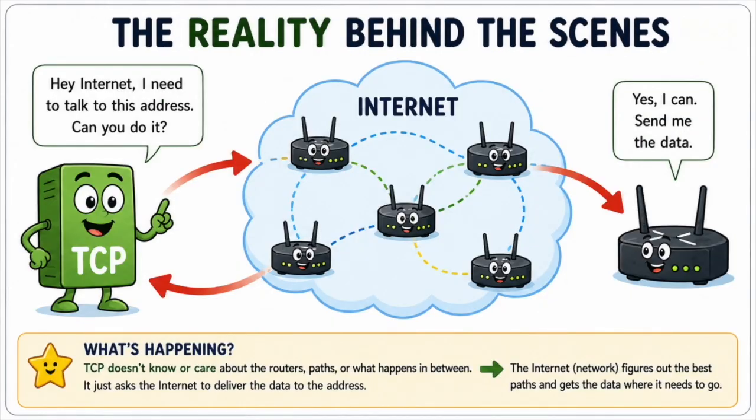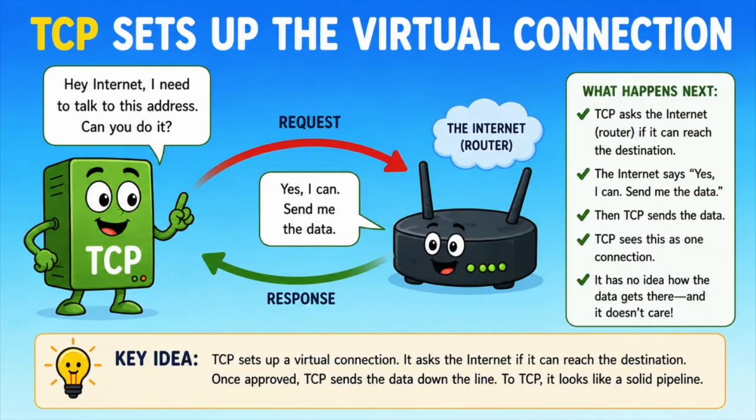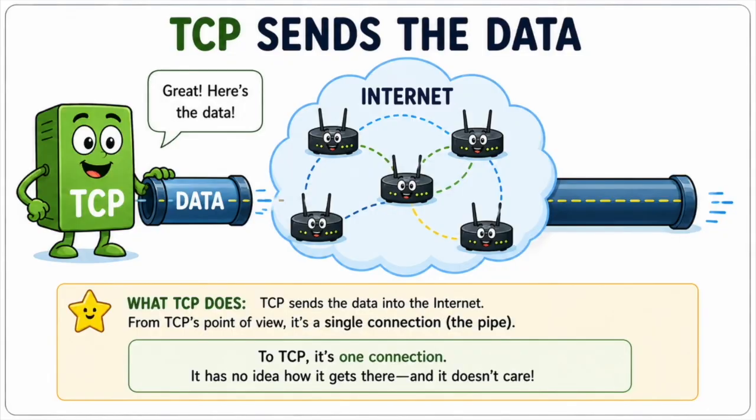But actually what happens is a little bit different. TCP says, hey, internet, I need to talk to this address. Can you do it? He has no idea about anything else out there. And he gets a response back saying, yes, I can. Send me the data. And then TCP shoves the data down the line. As far as he's concerned, it's one connection.